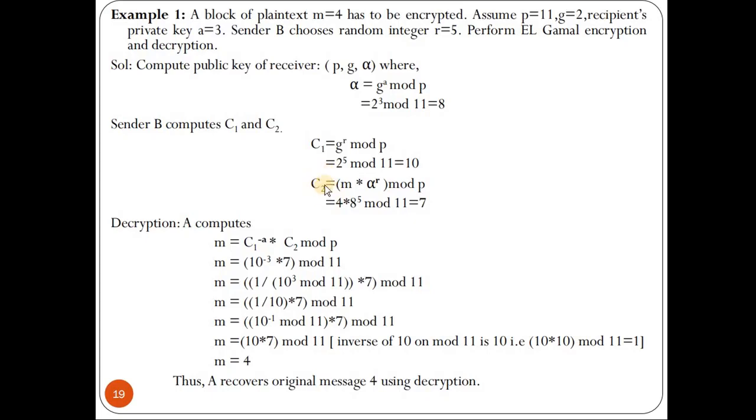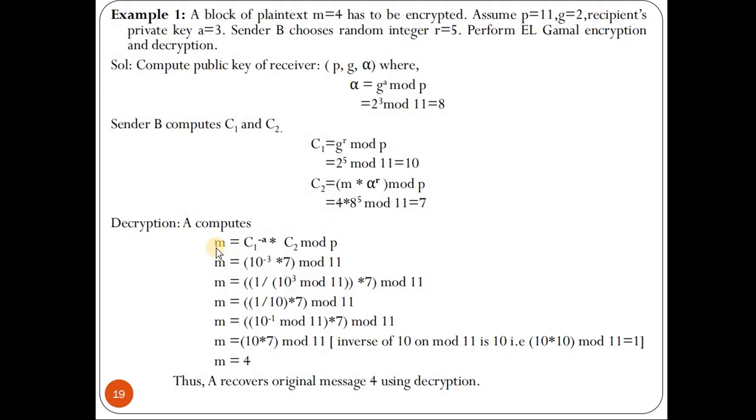Again, it computes the component C2. C2 is nothing but m into alpha to the power r, where m is the plain text, the message. Alpha is nothing but 8, so 8 to the power 5 mod p, which gives us 7. Now your ciphertext comprising C1 and C2 is 10, 7. Now 10, 7 is sent to A. Now A needs to use C1 and C2 to retrieve back the original message 4.